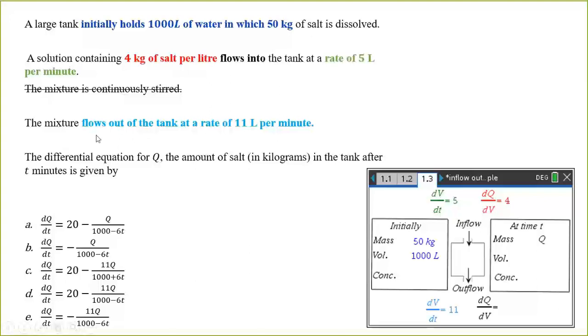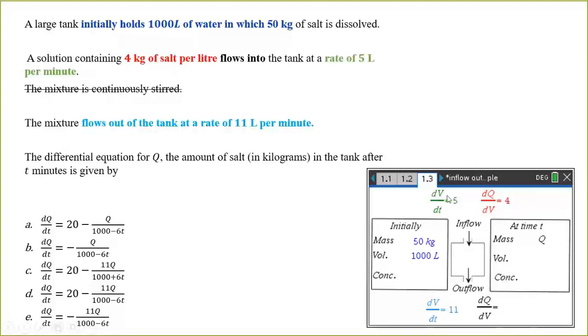Next sentence, we're told that it flows out of the tank at a rate of 11 litres per minute. So because it's flowing out, that's an outflow quantity. And again, the units, litres per minute, will correspond to dV/dt. So what we can do straight up is go sentence by sentence, seeing what information we have, and we can put this in our diagram. So now what we're left to do is to think about what the dQ/dV is flowing out. So in the question, we're told that Q is the amount of salt in kilograms at time t.